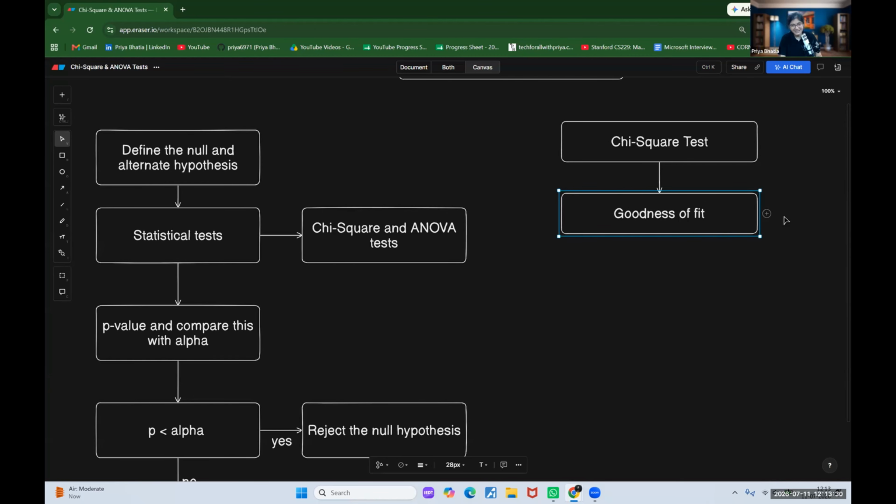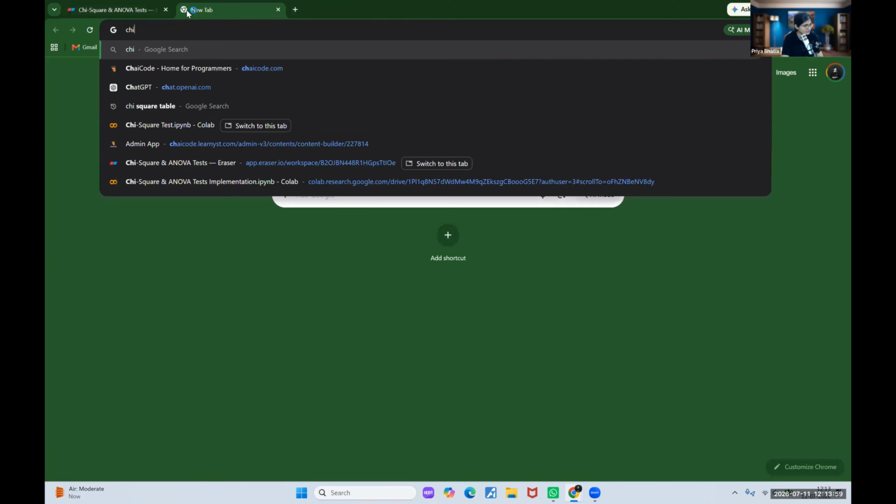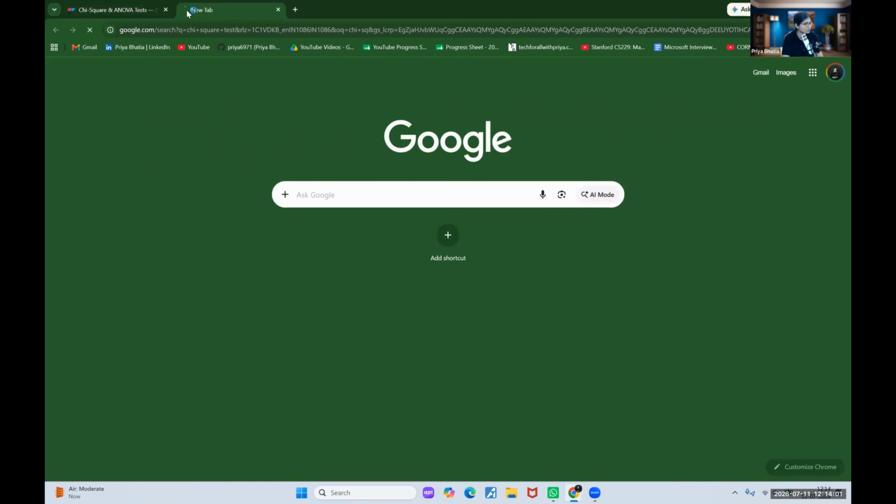So the point is the same, that this also tries to make claims about population parameters, but you will apply this test whenever you are dealing with categorical entities or categorical data. You will use this test whenever you have multiple categories available. That is where the chi-square test is very beneficial. For example, let me just try to open this.